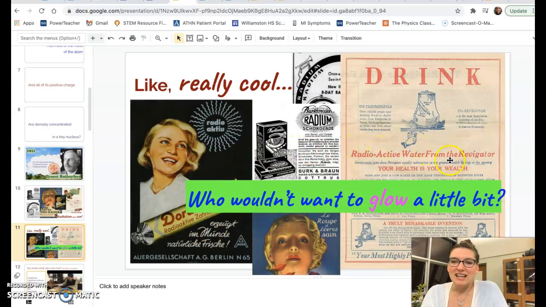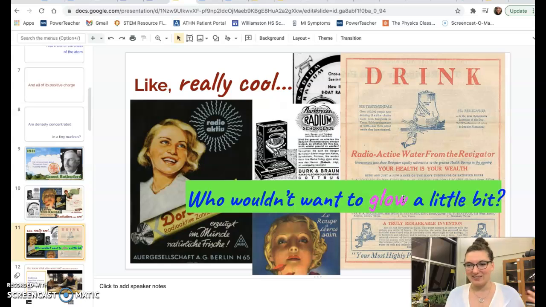I mean, you could even get this thing that would put radioactive water, so you could drink radioactive water from your refrigerator. It would put radium atoms, radioactive stuff, into your water. It was a big deal. And I think the idea behind that was that it made you kind of glow a little bit. But now we know that's super dangerous, which is why we don't have radiation toothpaste or radium lipstick anymore. But it was an interesting idea.